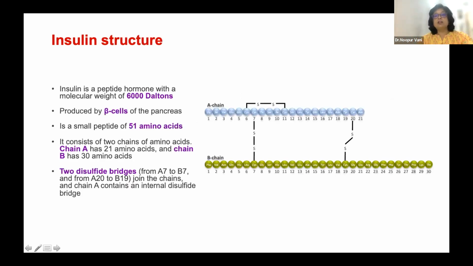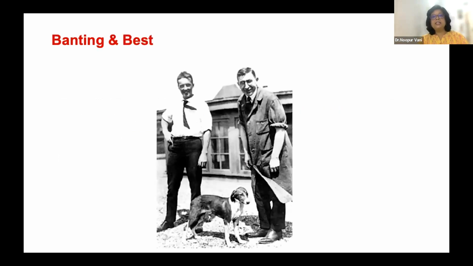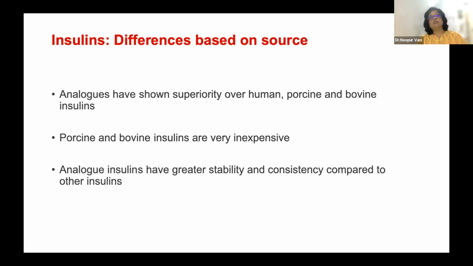This is the insulin structure, not going into detail. However, the 2 disulfide bridges are where the changes take place in the analogs also. And here is the photo of these 2 Mahapurusha, I would like to say, and of course Marjorie, the dog whom they tried on the effect of insulin.